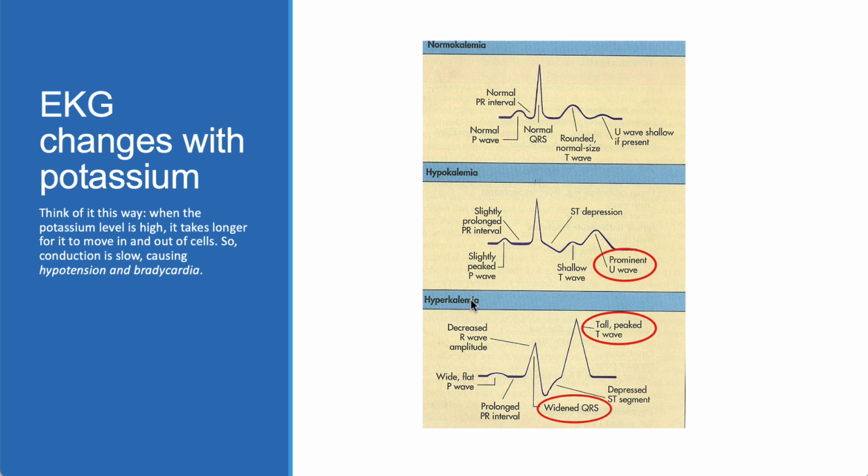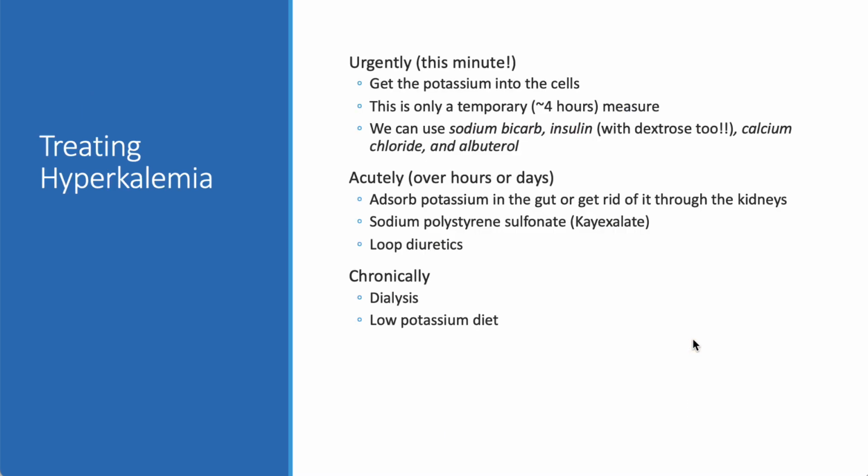Hyperkalemia is easier to recognize. You see a widened QRS. Remember, it takes longer to move all that potassium around, so the length of time on the EKG is this way, right? This is time on the x-axis. So the QRS will widen, and then you get these tall peaked P waves or T waves, and that goes along with hyperkalemia. Okay? So how do we treat it?